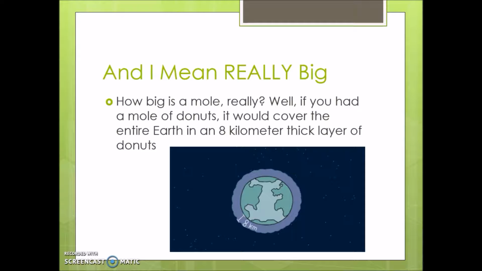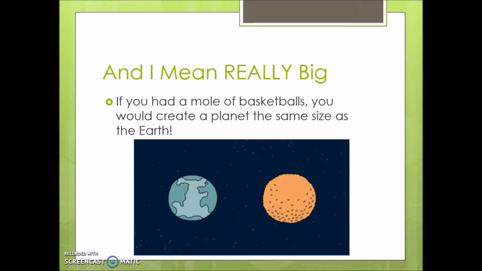If we had a mole of donuts, it would cover the entire Earth in an 8-kilometer thick layer of donuts. If you look at this little image down here, this is our Earth, and this is how thick the layer of donuts would be if we had a mole of donuts. Our next example is basketballs. If we had a mole of basketballs, you could create a planet the exact same size as the Earth made up of just basketballs, if we had 602 hexillions, or 6.02 times 10 to the 23rd basketballs.